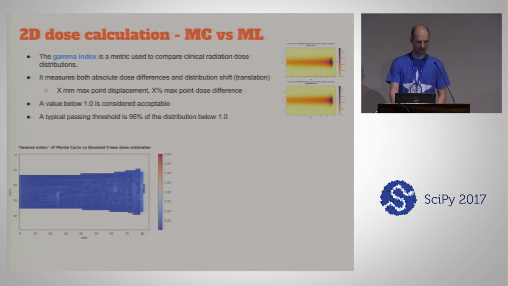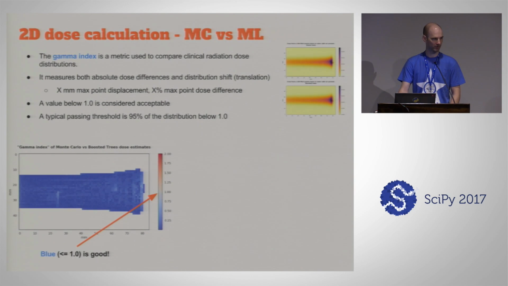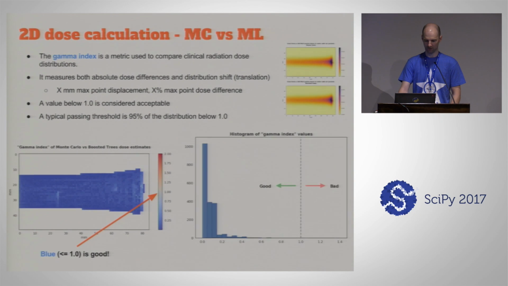So this is a 2D plot of the gamma index, and I've again chosen a diverging color scheme here so that anything in the bluish region is good and anything in the reddish region is bad. As you can see, I've also plotted it as a histogram. And basically we see that everything turns out to be good, so all is good. So very happy with that.